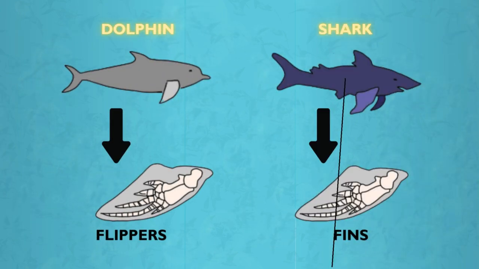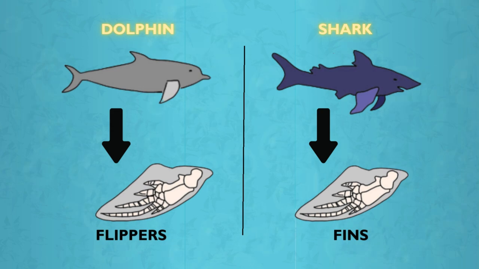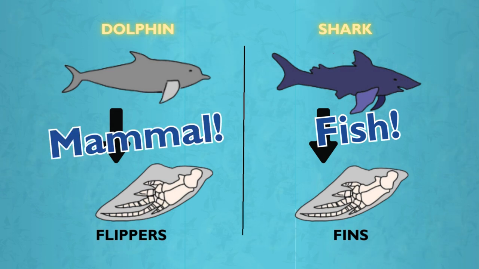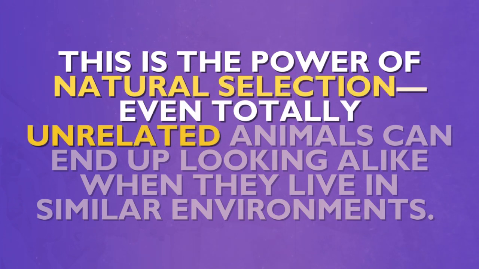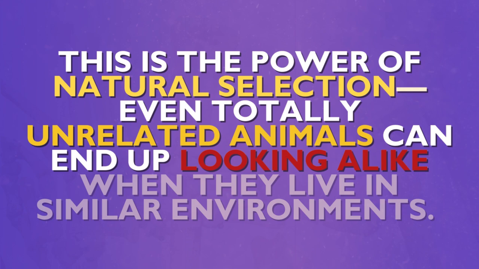Another example is a shark's fin and a dolphin's flipper, which look almost identical. But sharks are fish, and dolphins are mammals. Sharks evolved streamlined bodies through fish evolution, while dolphins evolved them much later on as mammals adapted to water. This is the power of natural selection. Even totally unrelated animals can end up looking alike when they live in similar environments.